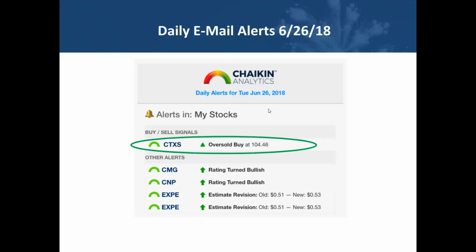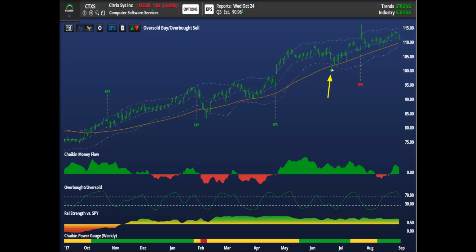On my bullish watch list, I had Citrix on there. Again, a software company. Software was strong at the time, so I was trying to identify software stocks. And the email alerted me to the fact that Citrix had triggered one of our buy signals, an oversold buy signal. That was right here.